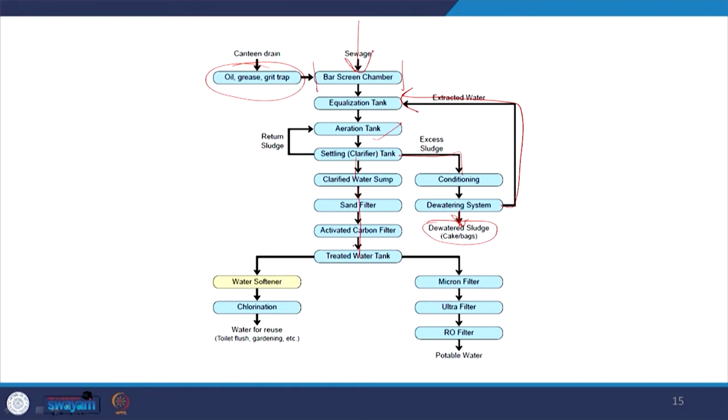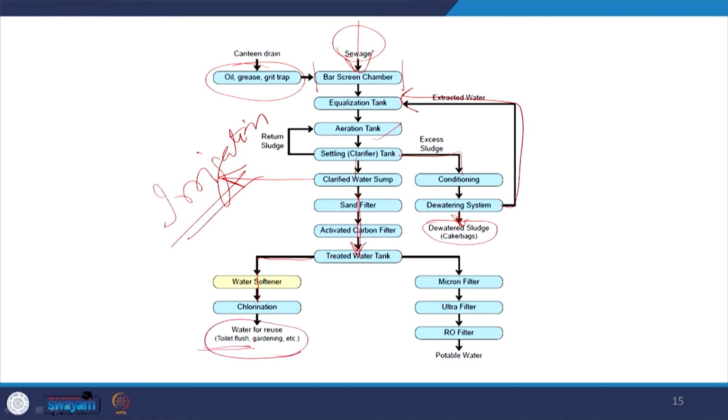Now, if we want to take the water out of this clarified water sump, here we are not talking about the black water. Suppose there is only grey water, this water is good enough for irrigation. We do not need to treat it all the way up. However, once we take it further through different filters, pass it through water softener, chlorination, this water is good enough to be used for toilet flushes and can go into irrigation gardening as well.